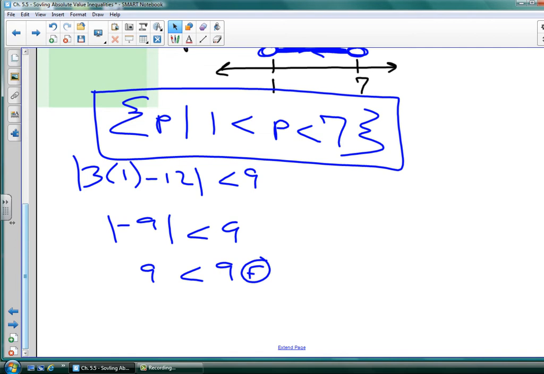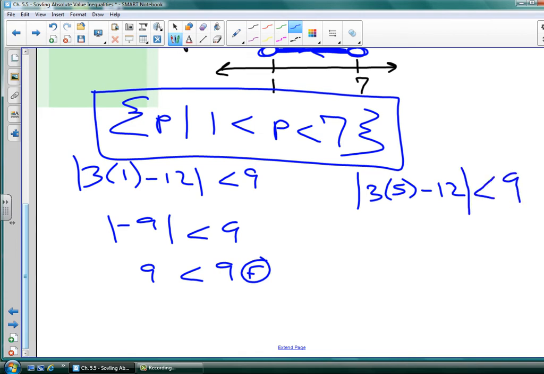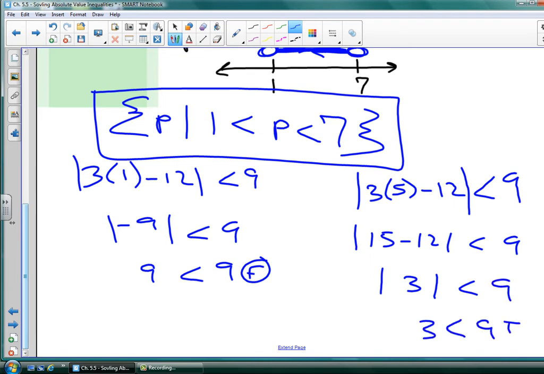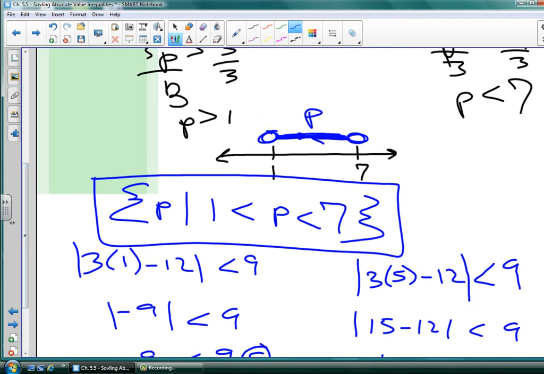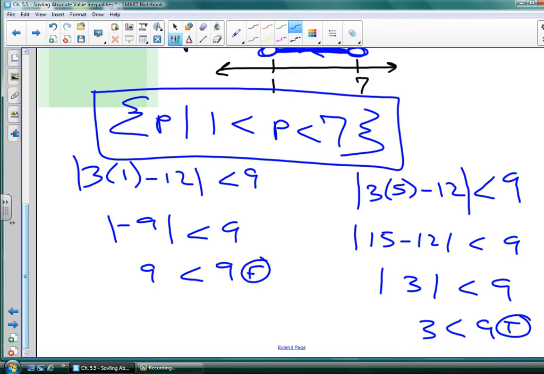If I check a different number, for example, if I check what's between 1 and 7, if I check 5 or 6, it doesn't matter. If I check 5, I get the absolute value of 3 times 5 minus 12 is less than 9, because I always want to check in the original. I get 15 minus 12, which is 3. I get positive 3 in here. The distance that positive 3 is from 0 is 3, so 3 is less than 9. That is true. I picked a number in between, and look, I got the correct answer. I picked a number that was a boundary that was not included in my answer because of the open circle, and I ended up with a false statement.